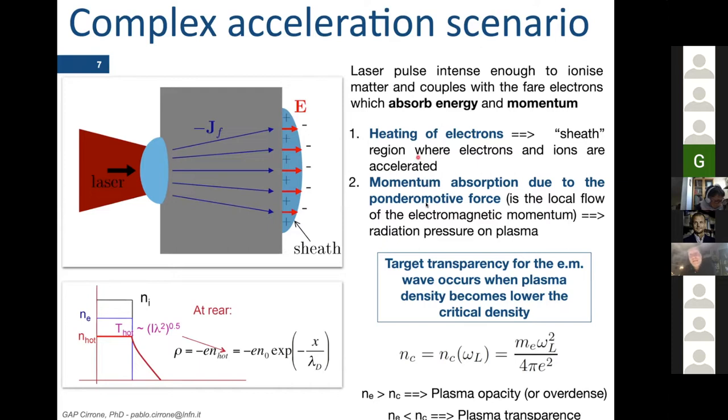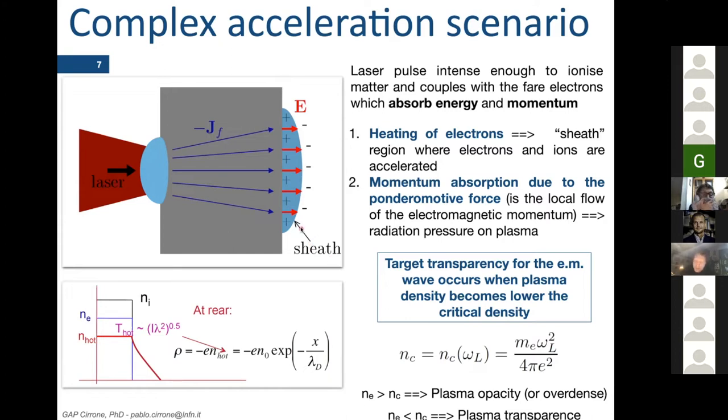And at the same time, we have a momentum absorption that is mainly due to some ponderomotive force that is related to the local current and to the electromagnetic momentum. So we have some radiation pressure that we observe in the plasma that again produces the extraction of these electrons and the production of this sheath region.